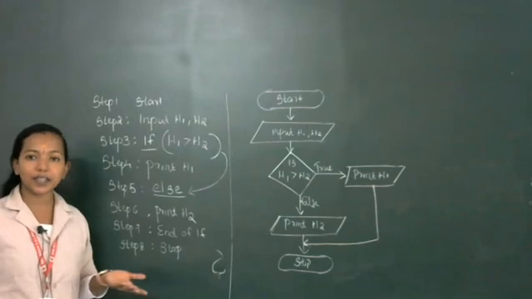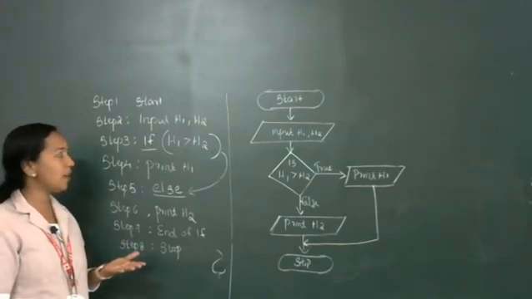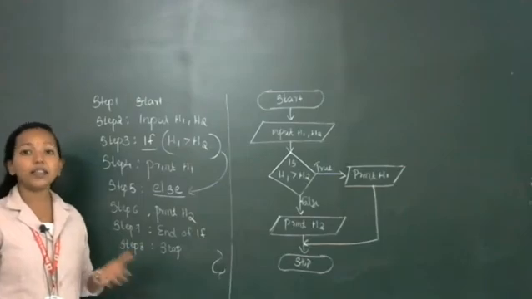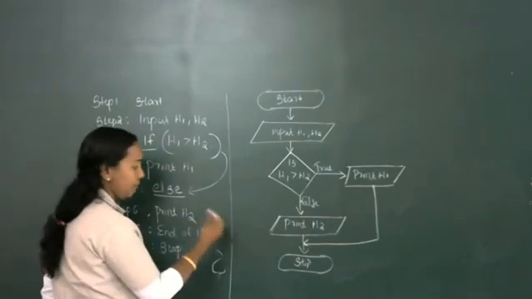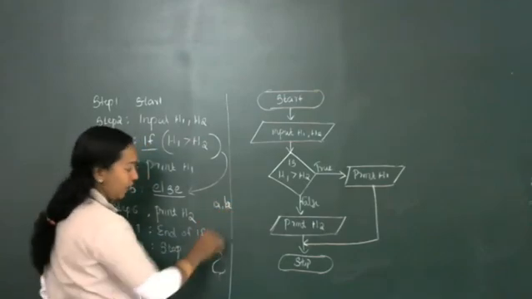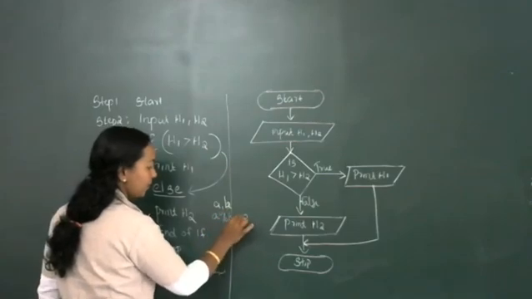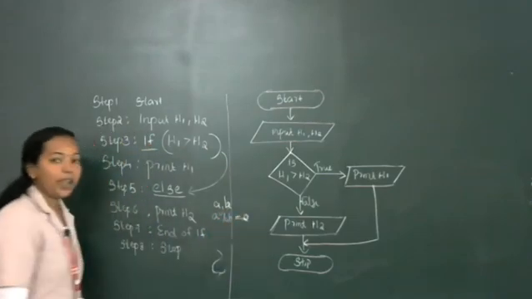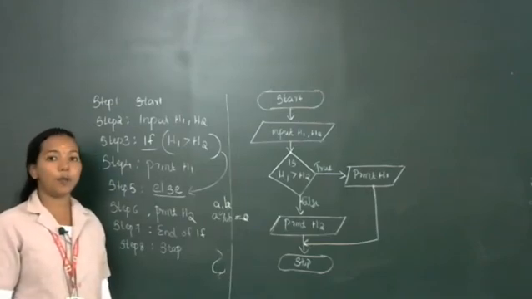Suppose you want to check whether a number is even or odd. Then the condition will be like this. If two variables are a comma b, a mod b equal to 0. A mod b, modulus operation. Modulus operation means remainder operation.